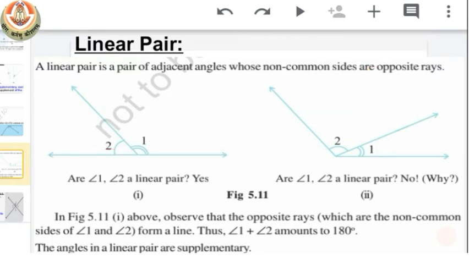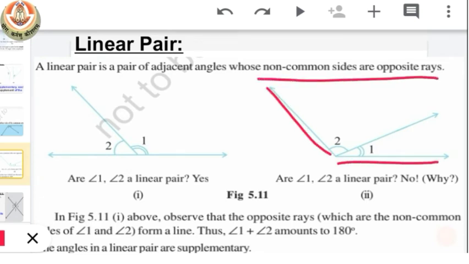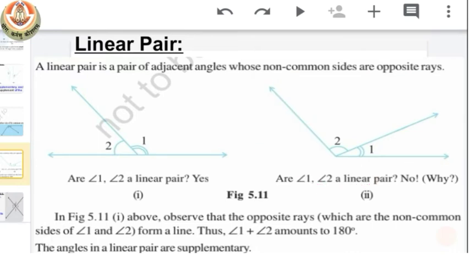In another figure there is no straight line, meaning the non-common sides are not opposite rays, so it is not a linear pair. Now read further in the last: the angles in a linear pair are supplementary. We know that supplementary means when we add two angles, their sum should be 180, then they are known as supplementary.